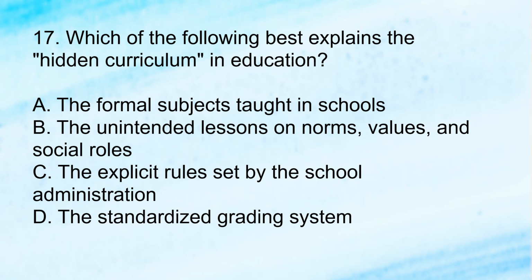Number 17. Which of the following best explains the hidden curriculum in education? Letter A. The formal subjects taught in schools. Letter B. The unintended lessons on norms, values, and social roles. Letter C. The explicit rules set by the school administration. Or letter D. The standardized grading system.